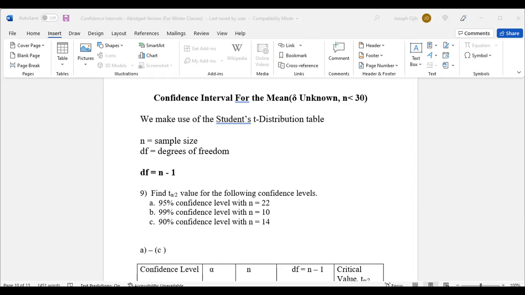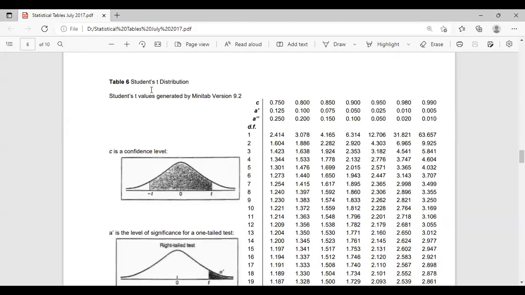The statistical table that I asked you to print, the same table we're using. Now we'll be using table 6, which is the next one here. You can see the student T distribution table. Again, like I said, it is based on sample size and the degree of freedom.